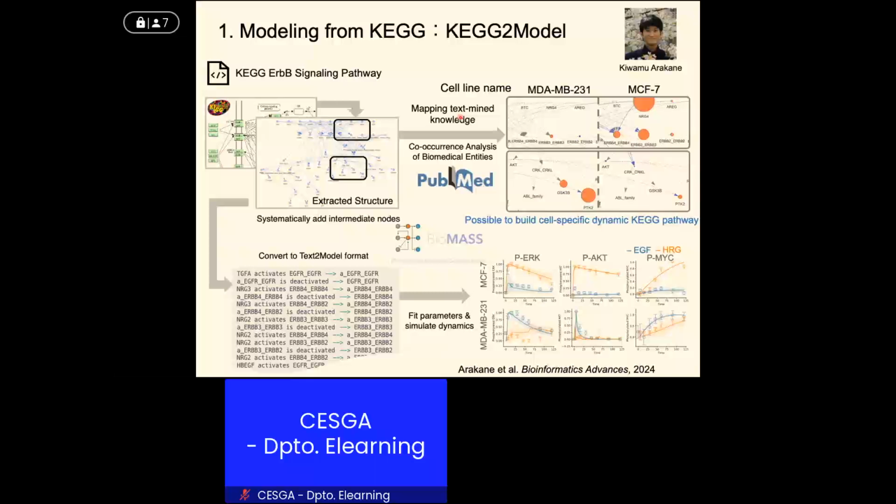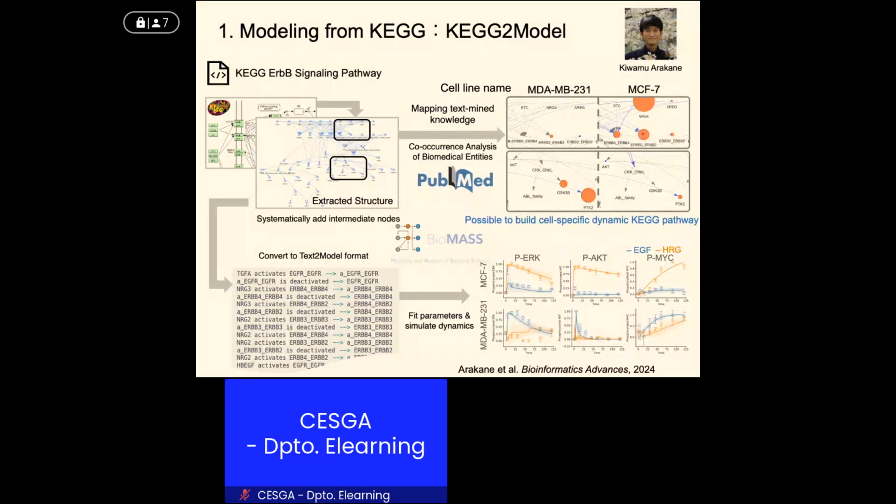And then in another way, he checked the co-occurrence of each gene, and in this case the cell line name. By checking co-occurrence of these molecules and each cell line name, we can make a cell-specific KEGG pathway and also perform the simulation like that. We can change this name to a disease name or another name and test how the KEGG pathway is changed.